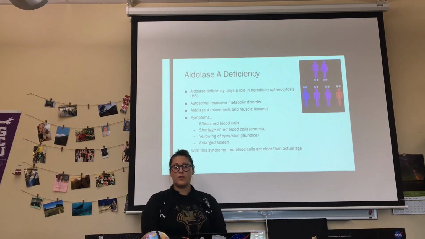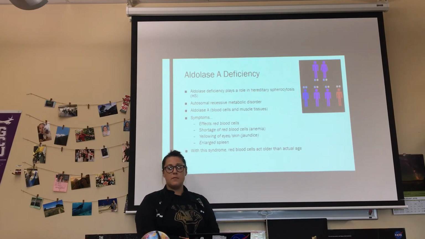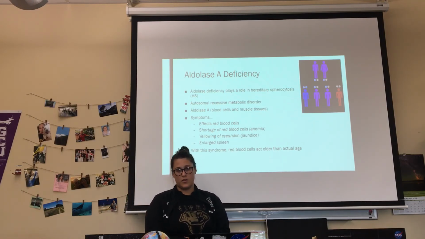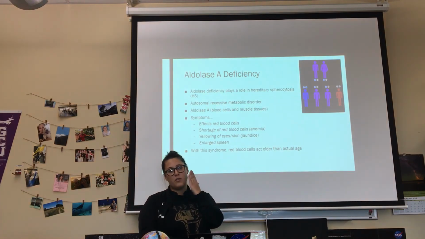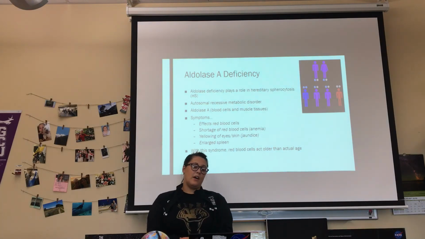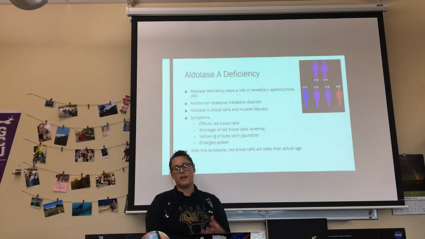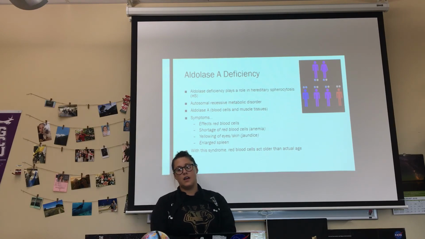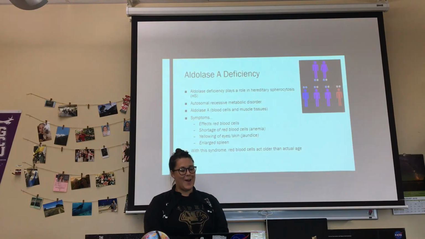They also may have a shortage of red blood cells, which is known as anemia. Some people with anemia get originally diagnosed and don't know that it's aldolase A deficiency, but that is a big indicator. You can also have yellowing of the eyes and skin, which is called jaundice. If you have a yellowish tint normally noticed on the face or yellowing of the whites of the eyes, that is another hint that someone may have an aldolase A deficiency. And one that is harder to notice without medical procedures is that a person with an aldolase A deficiency may have an enlarged spleen.